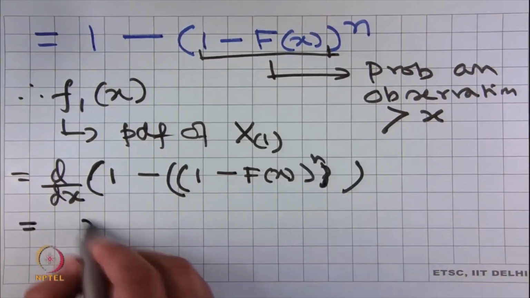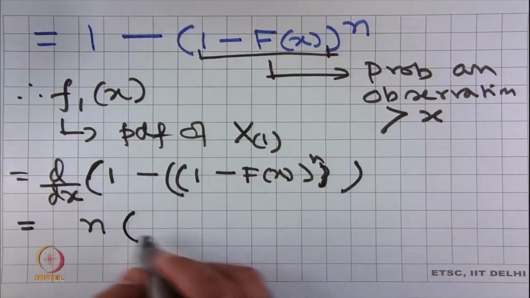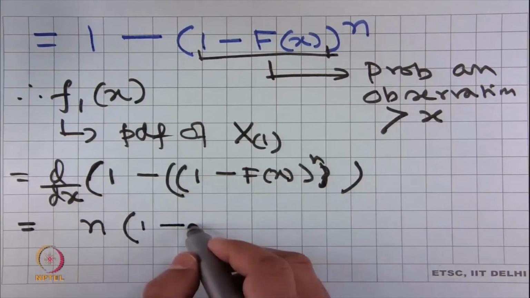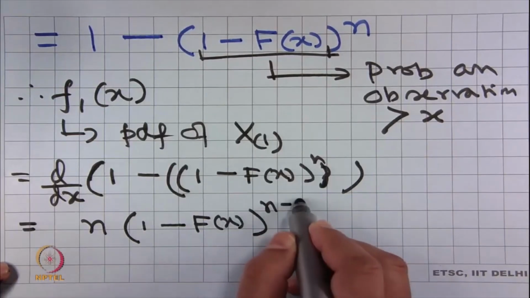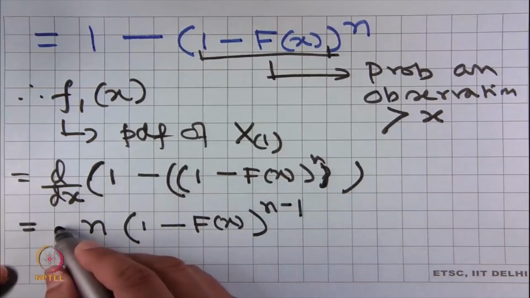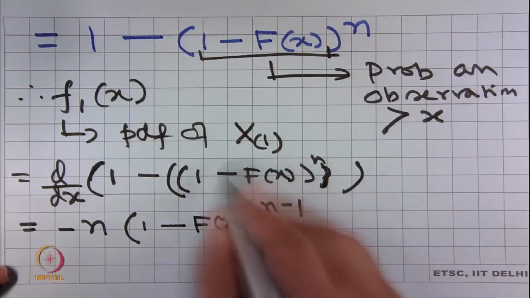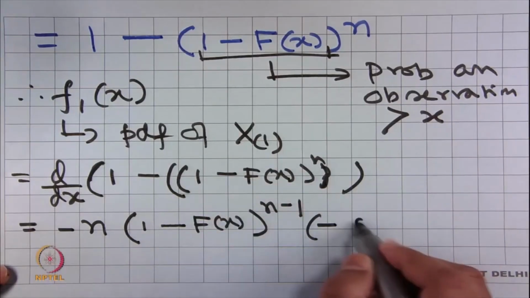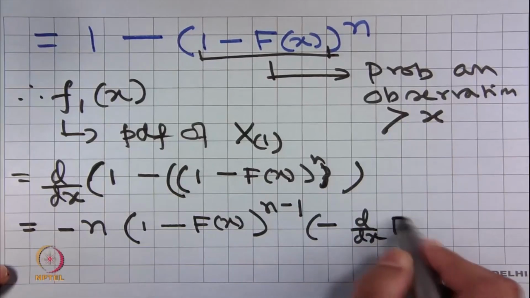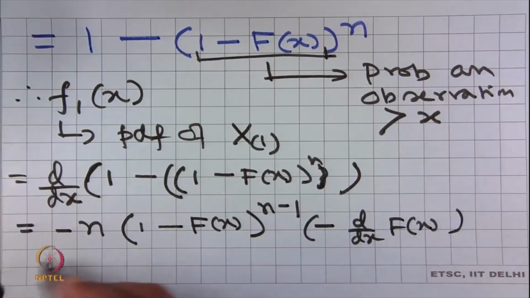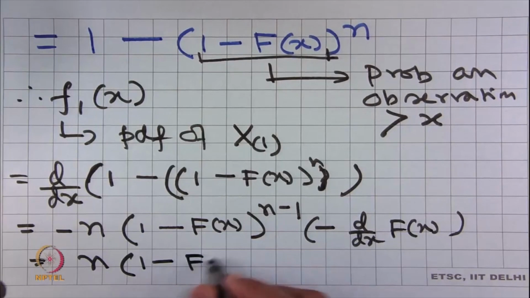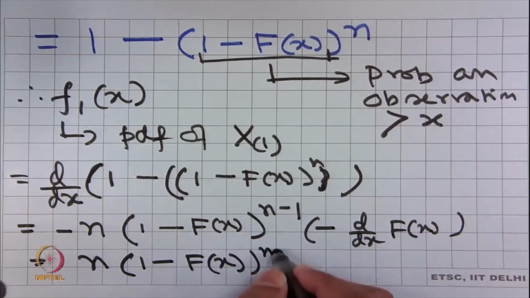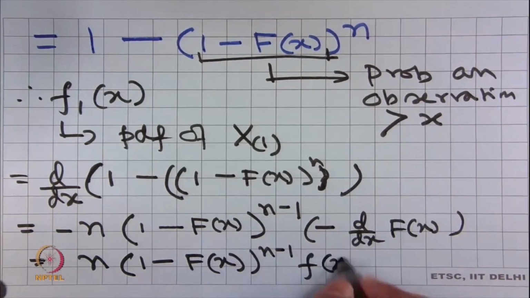is equal to n into 1 minus F x whole to the power n minus 1. This minus will give you a minus into minus of d dx of F x, which is equal to n into 1 minus F x whole to the power n minus 1 into f x.